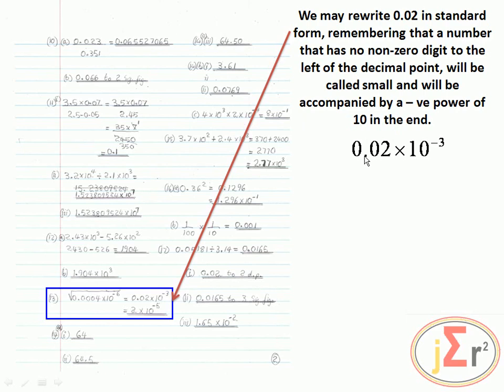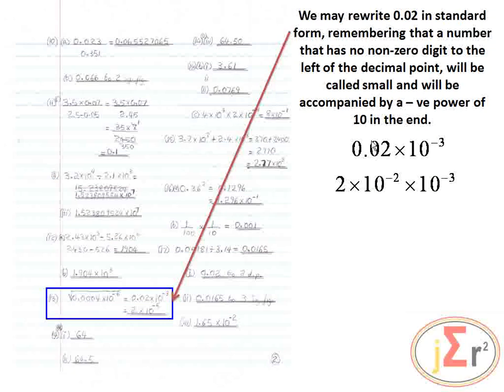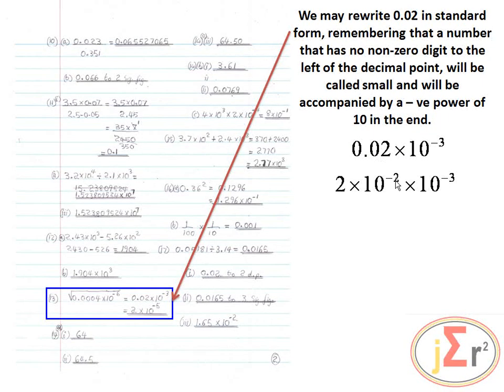But what do we have? 1, 2 decimal places. Therefore, the power needs to be 2 and negative for a small number. So negative for a small number and 2 for the number of decimal places by which this number differs from this. We maintain our 10 to the power of negative 3. And what do we do next? Multiply numbers with the same base at the indices.